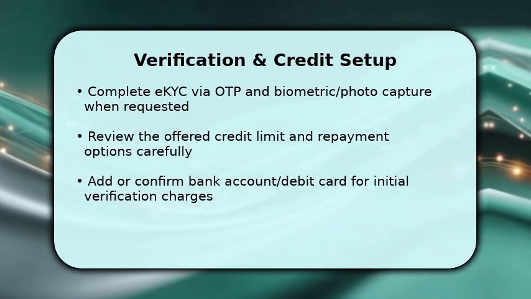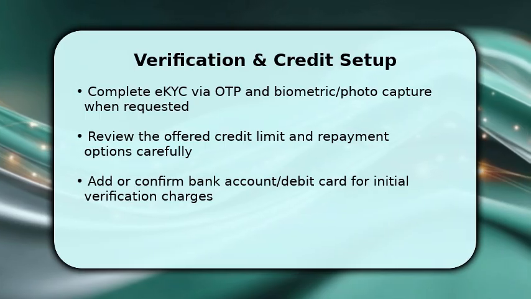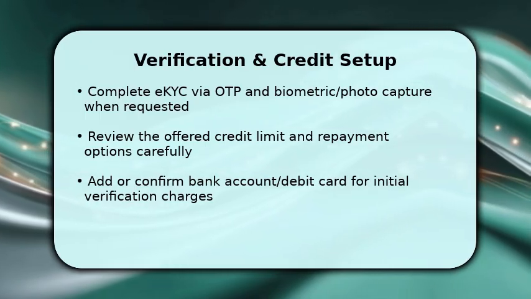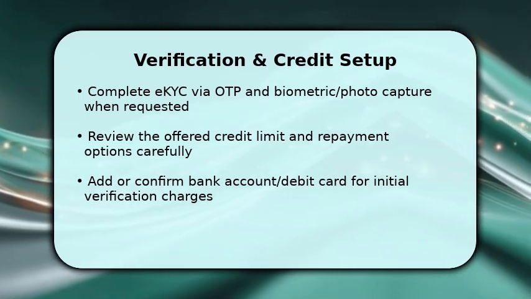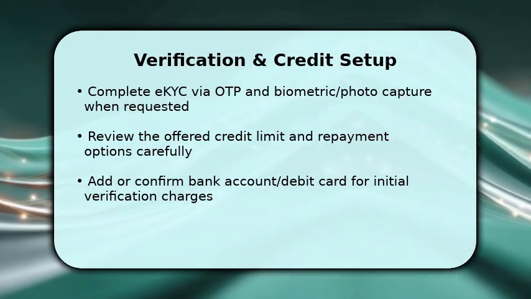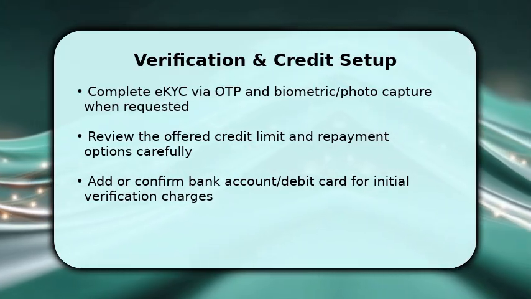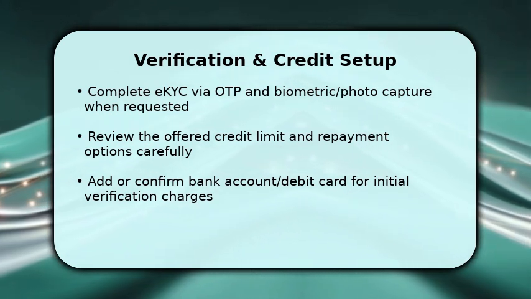Once Amazon or the partner lender evaluates your profile, you'll see a provisional credit limit and tenor options. Review these to match your cash flow. If a nominal charge or microdeposit is requested for bank verification, authorize it from your primary account. Keep notifications enabled so you get updates and approval or additional information requests immediately.